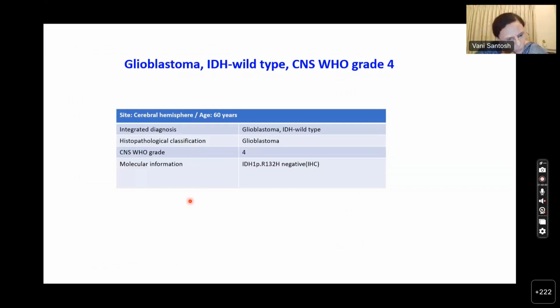Now we know that glioblastoma is only IDH wild type. There is no mutant anymore. Mutant became astrocytoma IDH mutant grade 4. Okay, CNS WHO grade 4. So glioblastoma is only IDH wild type.